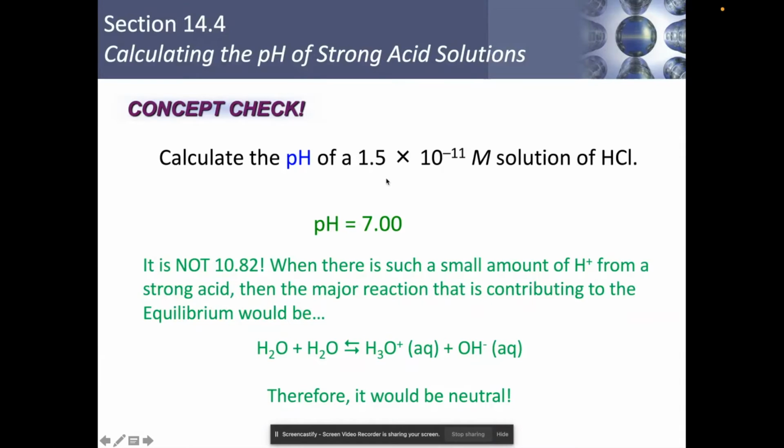Now, always read and ask if your answer makes sense, because if you ever get something like 10.82 as the pH of a strong acid, it could never happen. So you really have to think outside of the box and think, okay, what's actually going on here? Therefore, it would be neutral. I like to explain this as having a bathtub full of water and adding a drop of HCl to that bathtub full of water. It's not really going to change the pH.